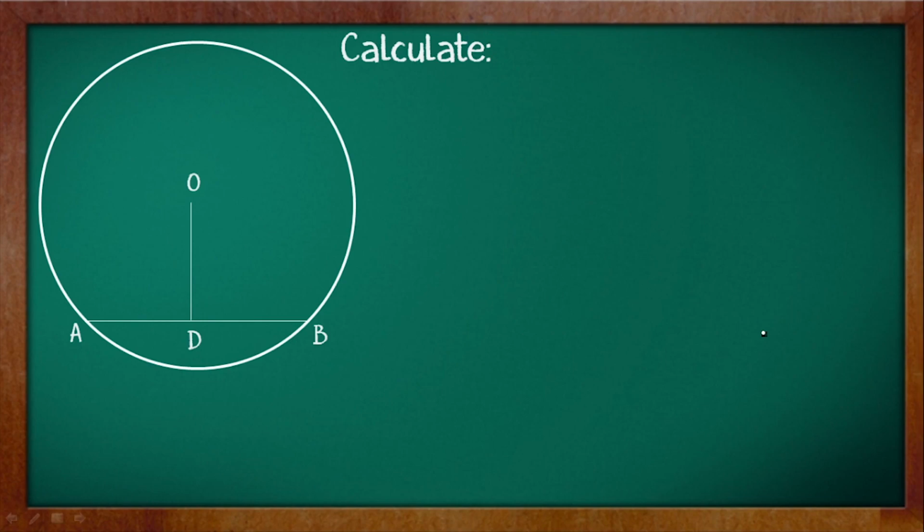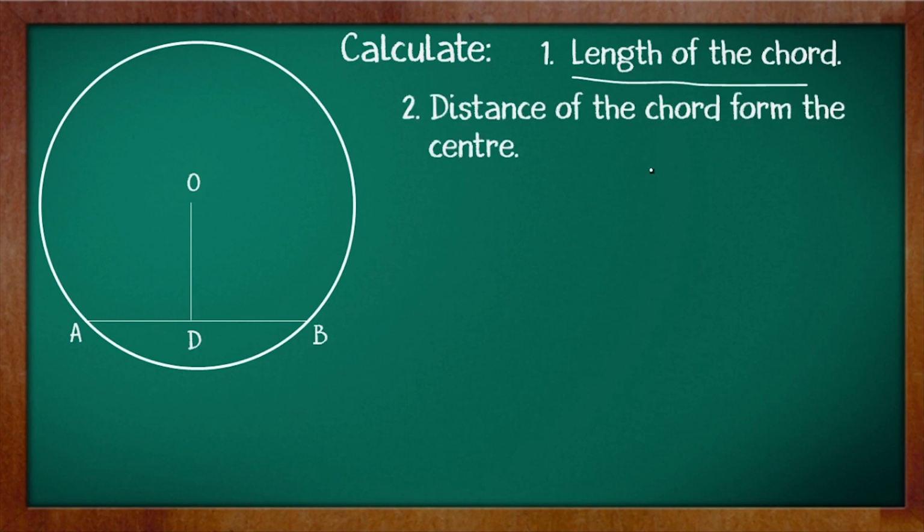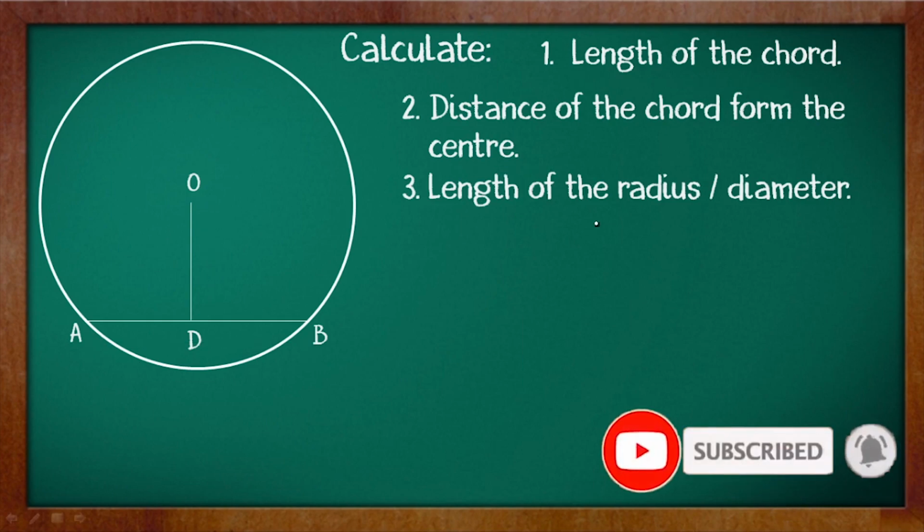What we'll be calculating is the length of the chord. Next we'll try to calculate the distance of the chord from the center, that is this length here, OD. This is the distance of the chord from the center. And AB is the length of the chord. From here to here it is the length of the chord. And the third one is the radius or the diameter. We'll be finding out the length of the radius or the diameter.